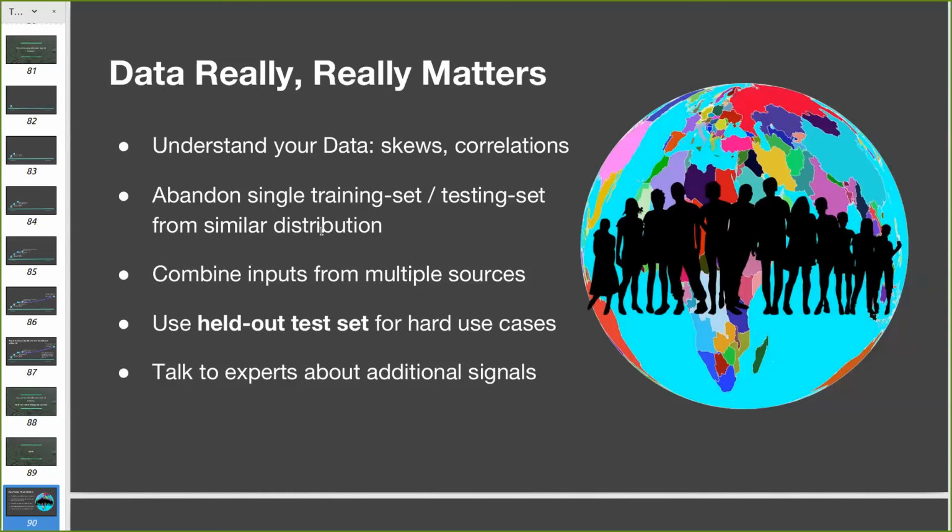Combine inputs from multiple sources. So don't just stick to one source. Try to get data from different sources. Use a held out test set for hard use cases, like have a separate held out test set, and then talk to experts about additional signals. Normally when you're working on a problem, there will be a domain expert who knows everything about the domain. It's always good to reach out to them, talk to them, and get to know more about the domain of the task and the data.